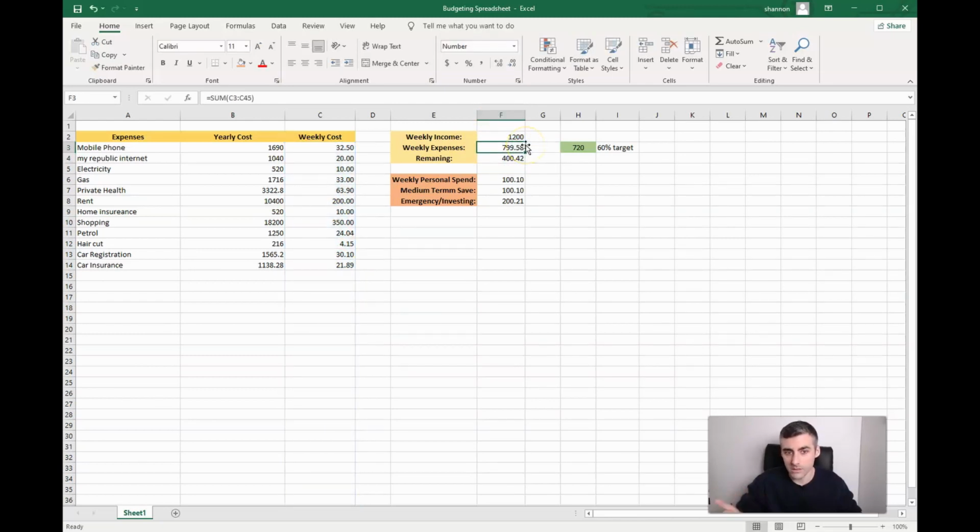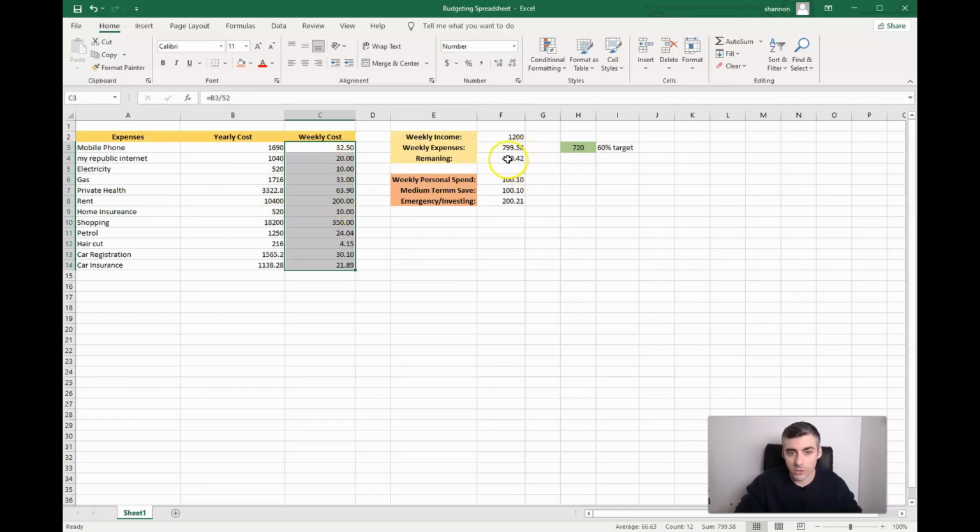Now, if you're a single person, that's probably a bit expensive, but if it's $799, 60% of your income should be no more than $720, which means you want and or need to get your weekly cost down to no more than $720. So currently I'm spending too much, if I was using this as a real life example. So we want to get your expenses down.